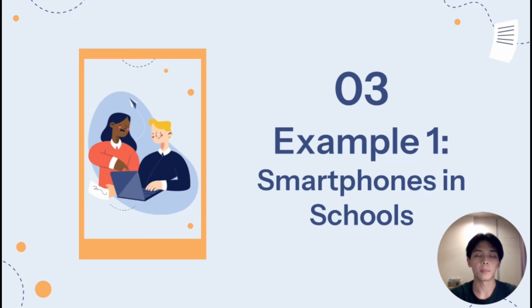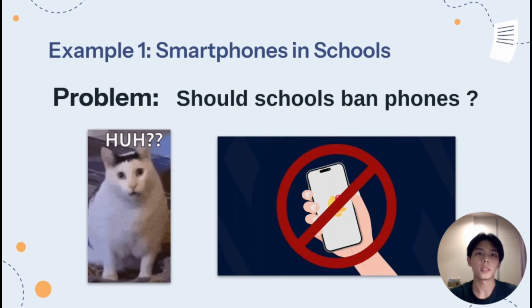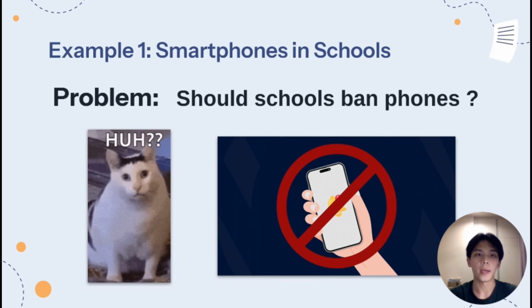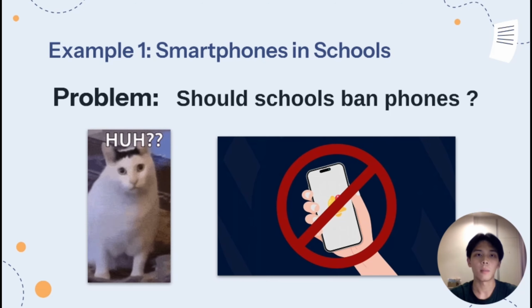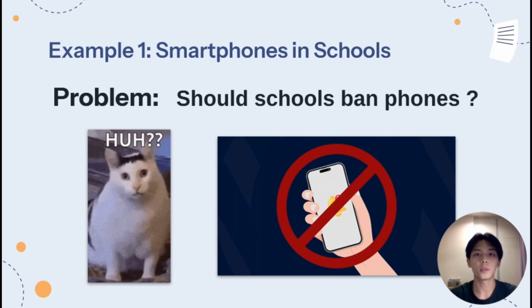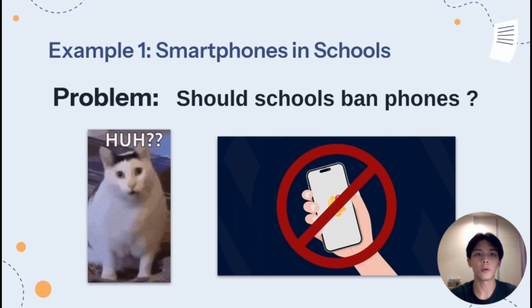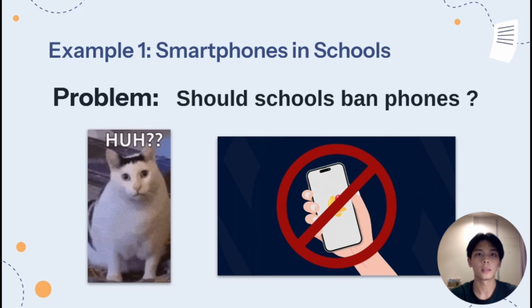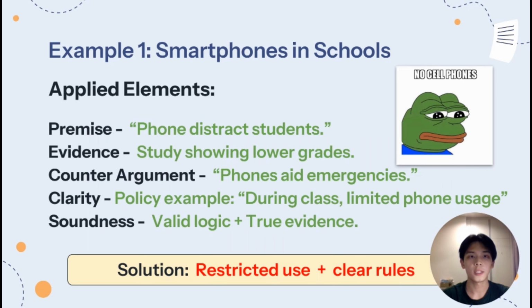The first one, example 1, smartphone in schools. A common debate in education is, should schools ban smartphones? At first, many people will assume that banning phones will help students to focus, but critical thinking challenges us to examine both sides before deciding. Let's break this issue down. Here are the applied elements that can help us to understand this situation better.